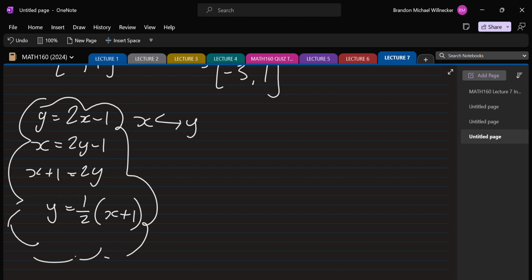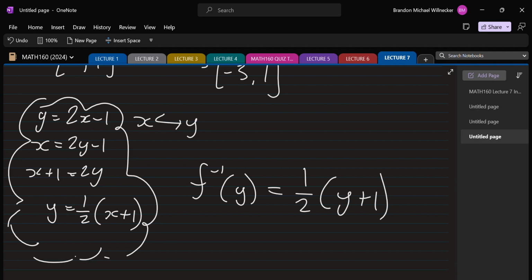But that's not exactly what the inverse is. f inverse of y will be 1/2 y plus 1. Why? Well, because we swapped x and y. We need to swap them back. So f of x was 2x minus 1. f inverse of y is 1/2 y plus 1. Please make sure you get your x's and y's correct.